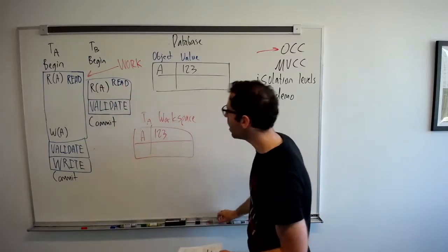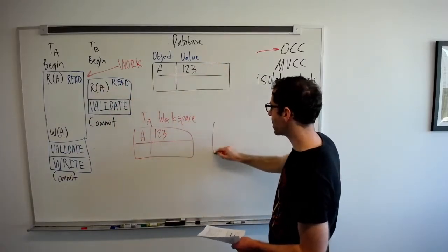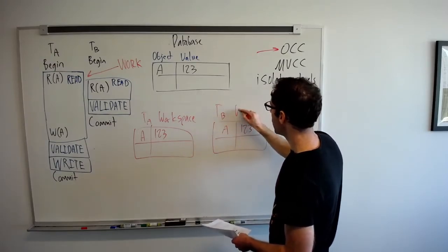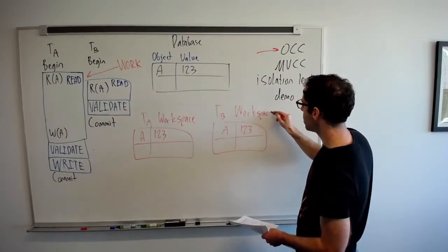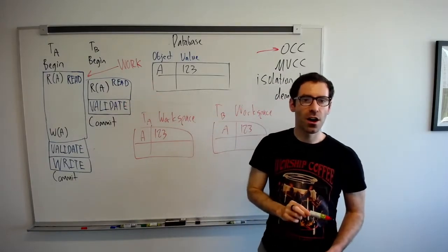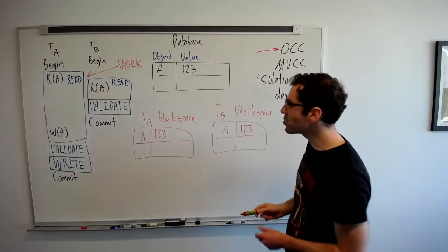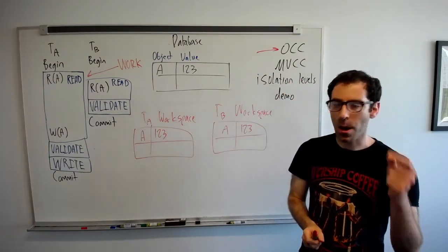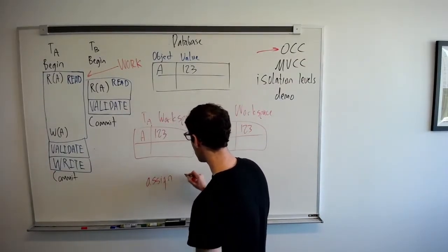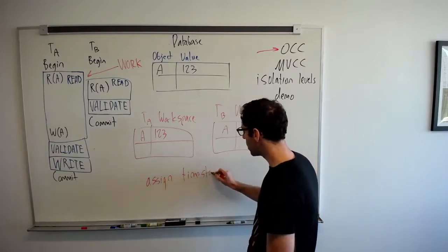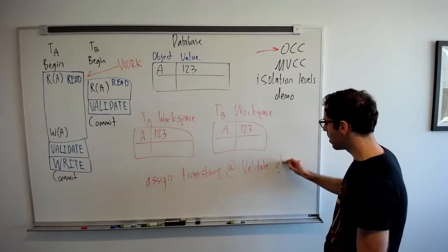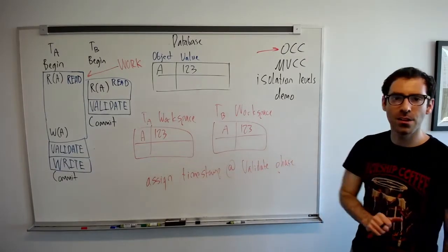Now transaction B reads A, and so it's also going to get a workspace. A, 1, 2, 3. Transaction B workspace. And now we get to the validate of our transaction B. And now here's a crucial aspect of our optimistic concurrency control. We assign our timestamp at the validation phase.